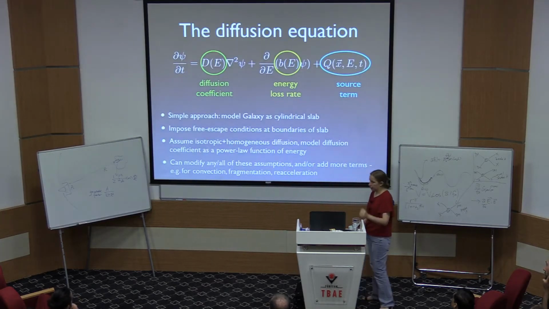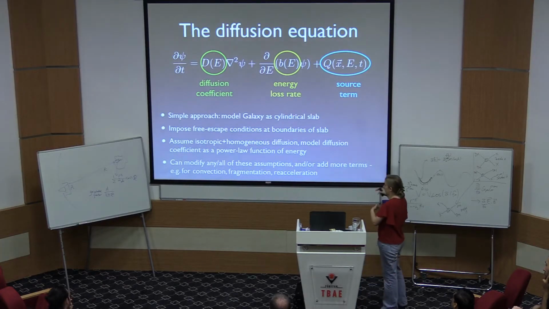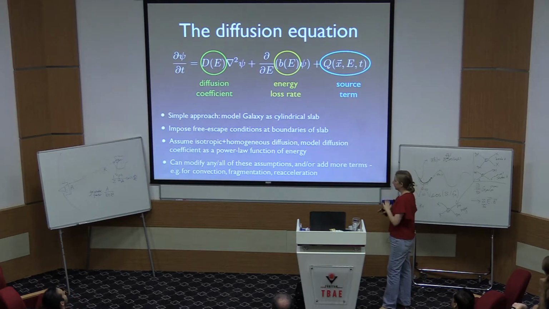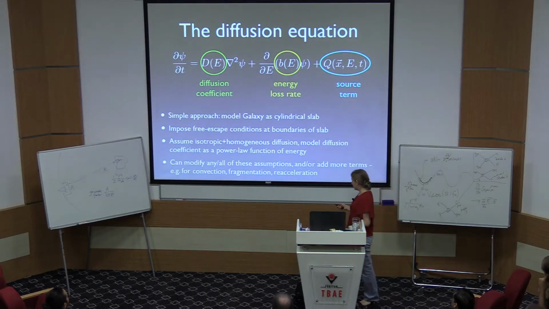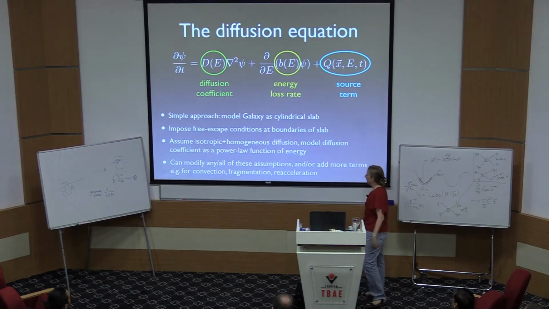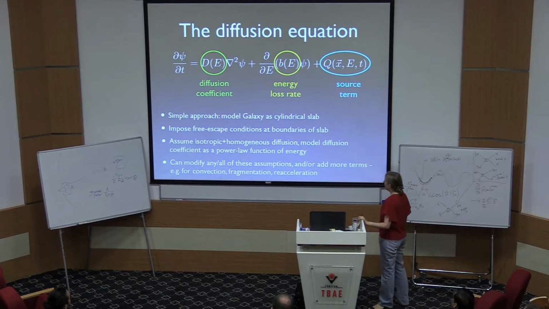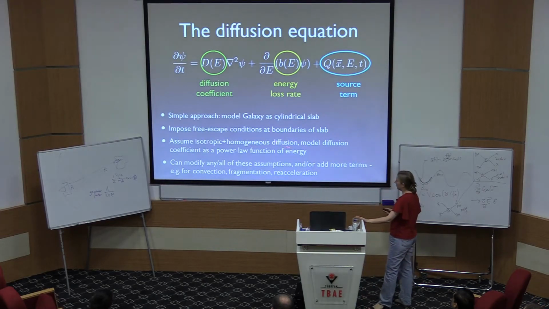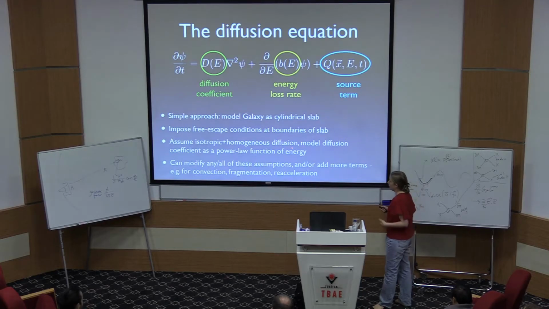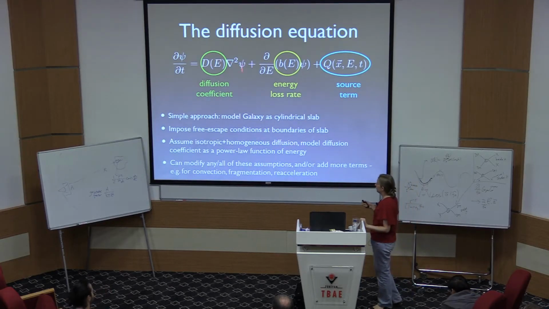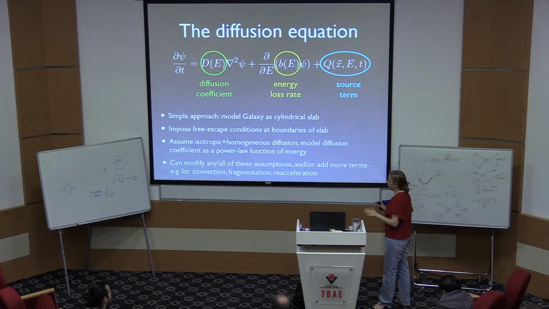So the simplest version of this approach is just to model the galaxy as a cylindrical slab, and say that at the boundaries of this slab, the cosmic rays can escape freely. You assume isotropic and homogeneous diffusion. The latest version of GALPROP is starting to move away from these assumptions, but this has been the general assumption in the field for a long time. At the baseline, you assume isotropic and homogeneous diffusion, and you assume that the diffusion coefficient is just a power law function of energy.